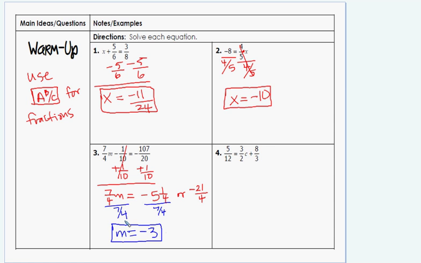Last but not least, we need to do number 4. And so if we check number 4, it's very similar to number 3. We have a couple of steps that we're going to have to take in order to get our variable all by itself. So to start, we need to subtract 8 over 3 from both sides. This will get my c by itself, cancels there, and when we subtract, we get negative 2 and 1/4.